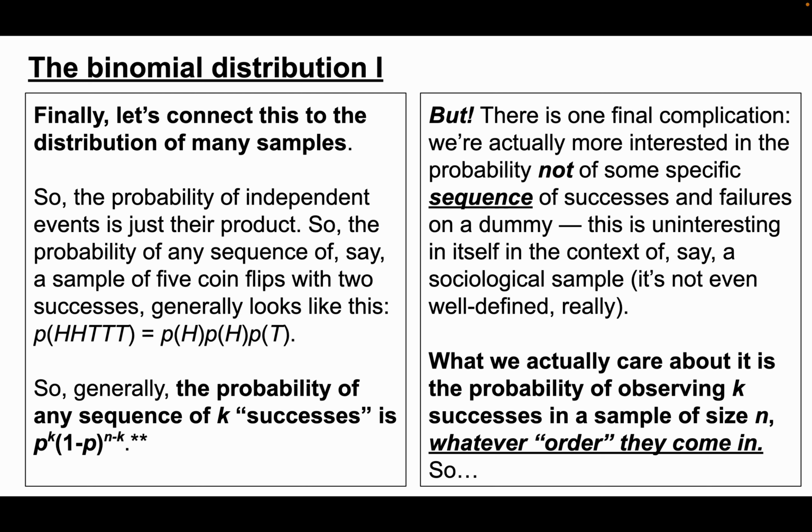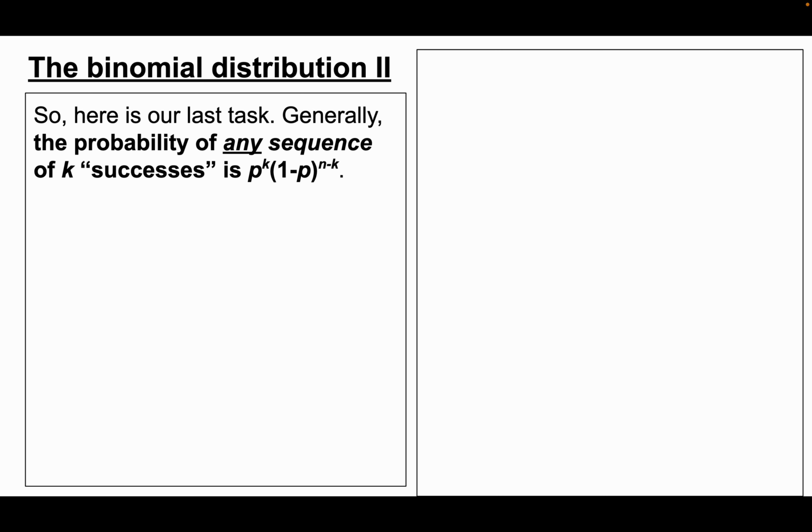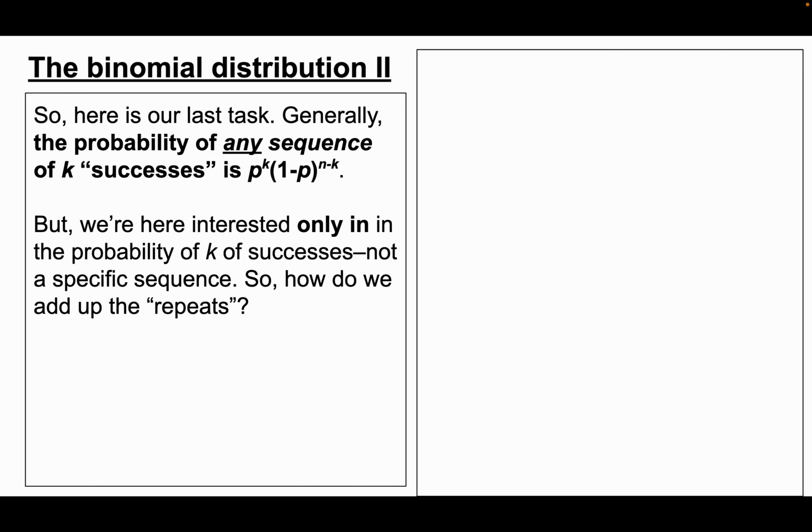And again, in this case, order isn't even really well defined because we have a sample that might be collected over time. There's people that enter the sample, but they don't finish it. It really doesn't make that much sense to say that we care about the order of the items in the sample. So here's our general task. The probability of any sequence of k successes is p to the k times 1 minus p to the n minus k. But we're interested here only in the probability of k successes, not a specific sequence. So how do we add up the repeats?